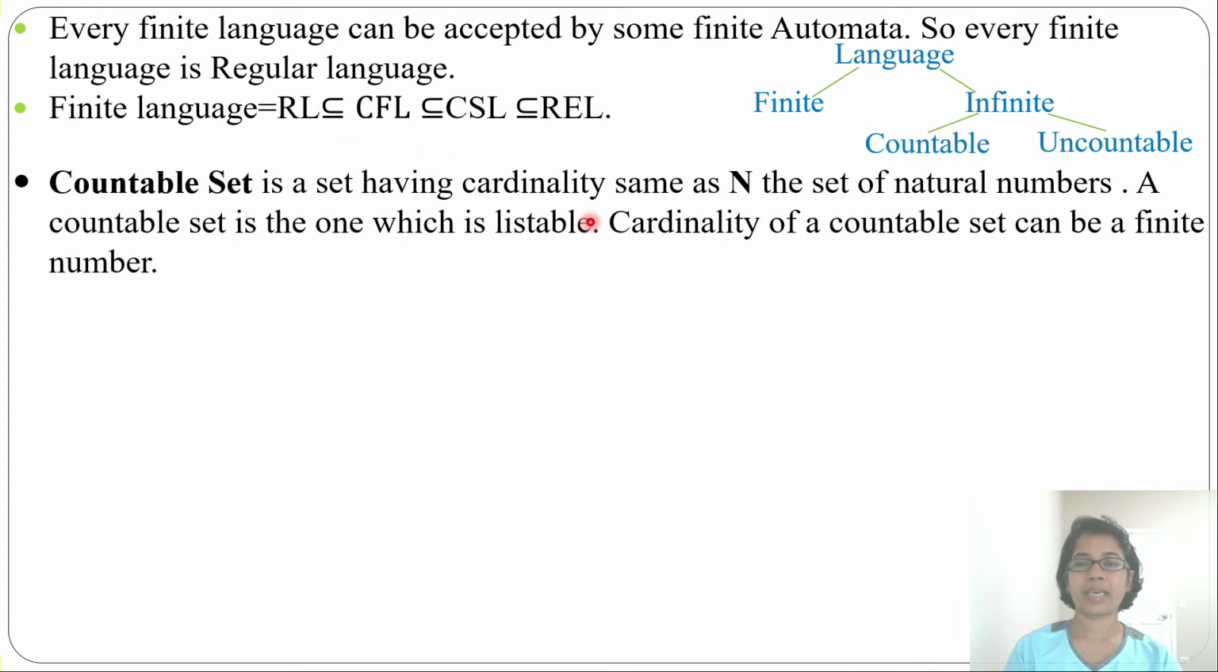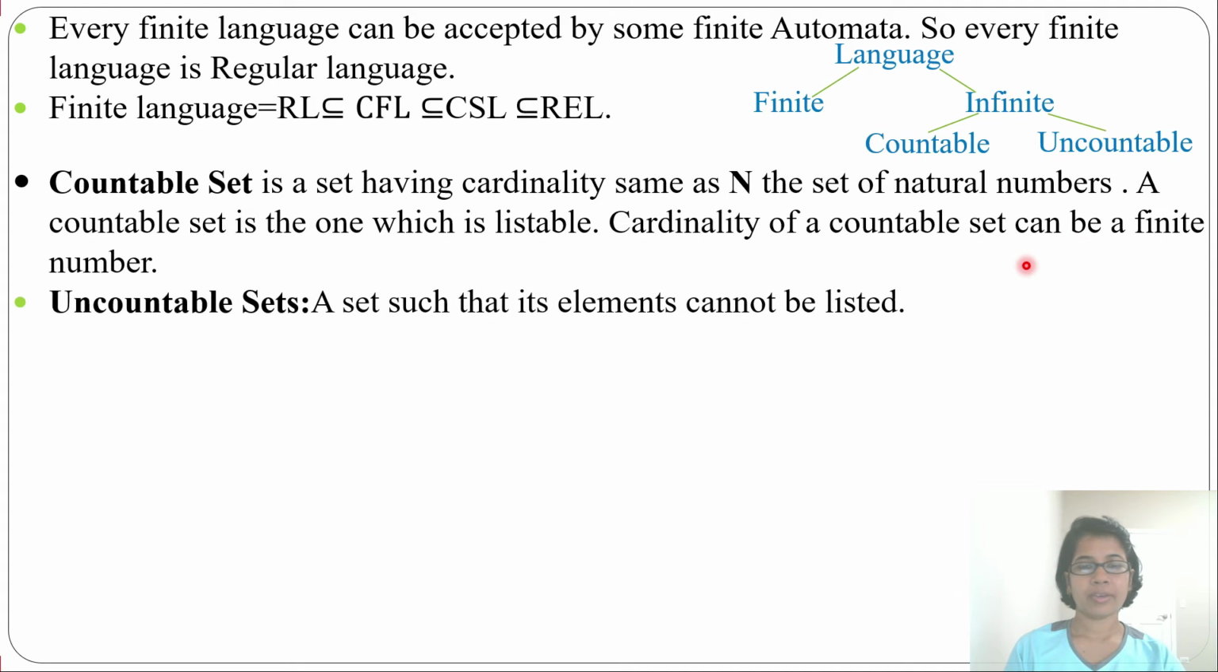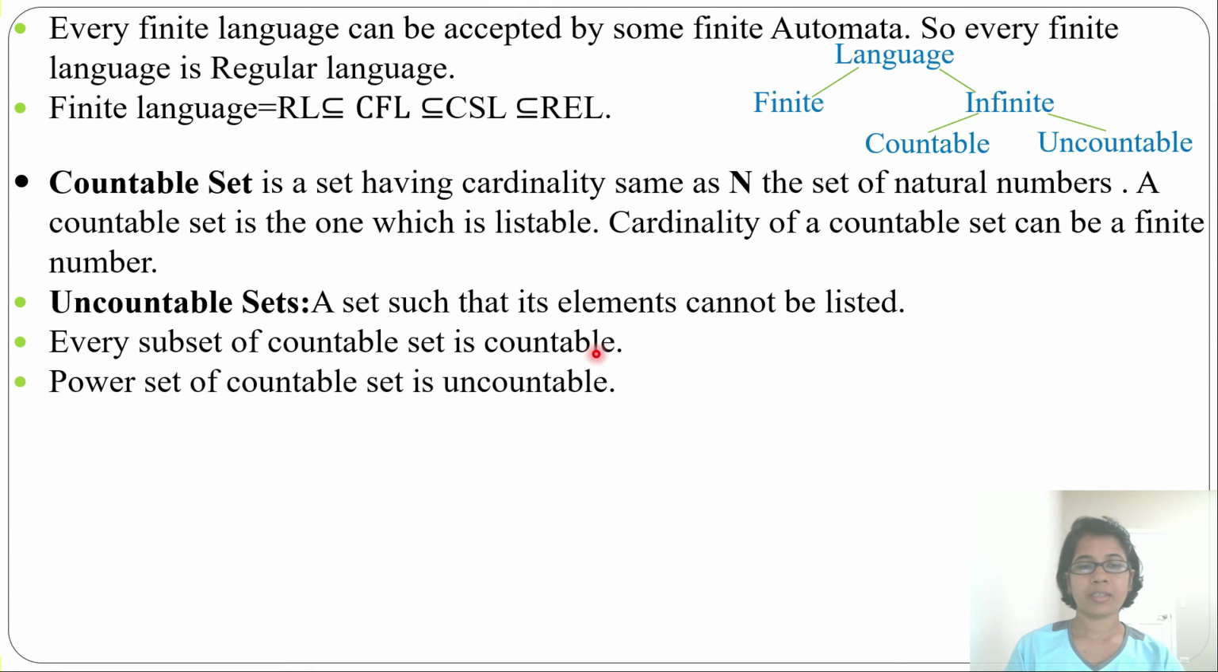A set having the same cardinality as N, the set of natural numbers, is countable. A countable set is one which is listable. You can list it, you can write it down, you can make a list, then it is countable. Or the cardinality of a countable set can be a finite number. An uncountable set is a set whose elements cannot be listed. This is important, countable and uncountable, lots of times questions come from this. Every subset of a countable set is countable. The power set of a countable set is uncountable. Suppose one set is countable, then its power set is uncountable.